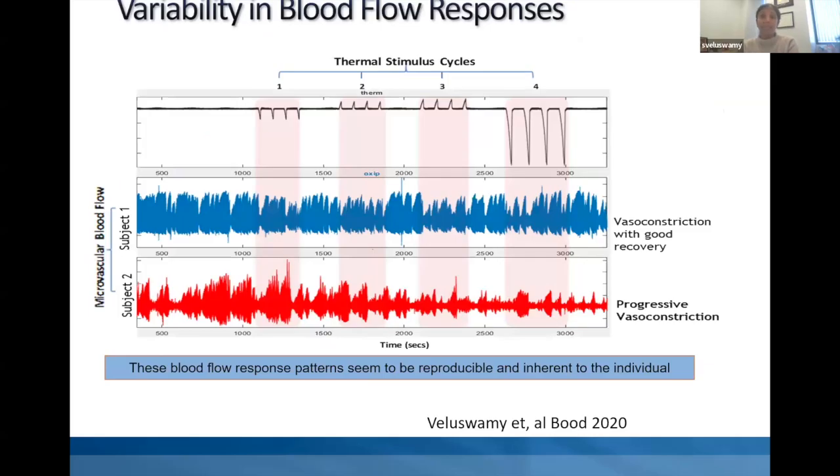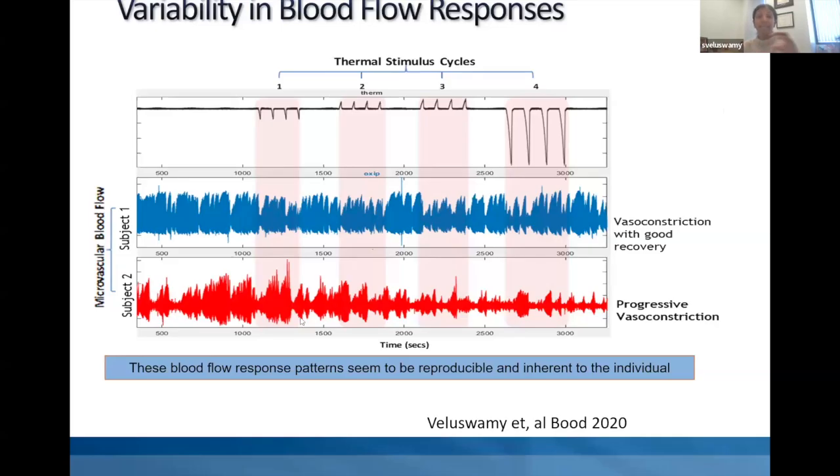And the other thing that came out when we were looking at all the patterns of blood flow responses was that the way that subjects responded with the vasoconstriction can be also quite variable. For example, the first subject here on the top in blue had vasoconstriction or decreased blood flow with the pulses. As you can see here, there seems to be a decrease in blood flow with the pain pulses that are highlighted, but they also seem to recover in between these stimuli. The blood flow comes back to normal, but the person in red here has this sort of progressive vasoconstriction response. As we're giving more and more stimuli, they're really clamping down, and their microvascular blood flow really clamps down.